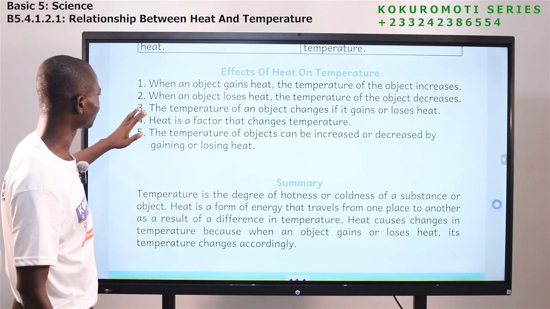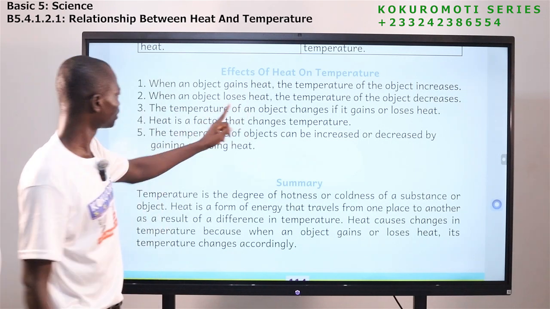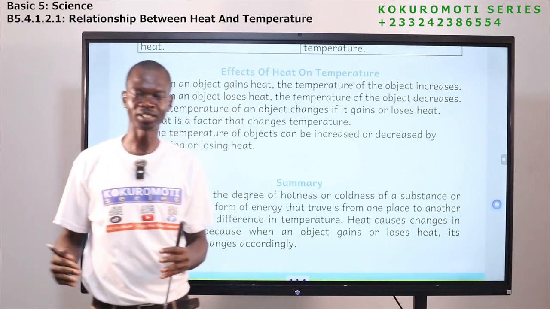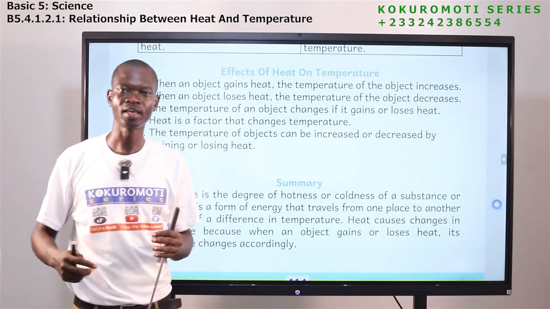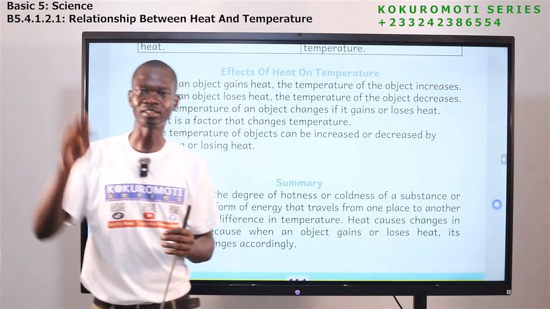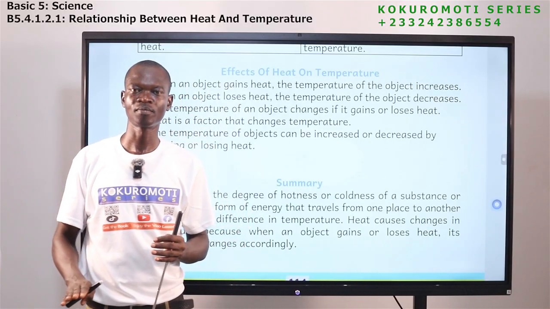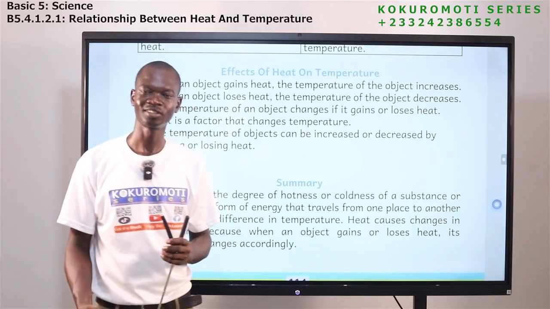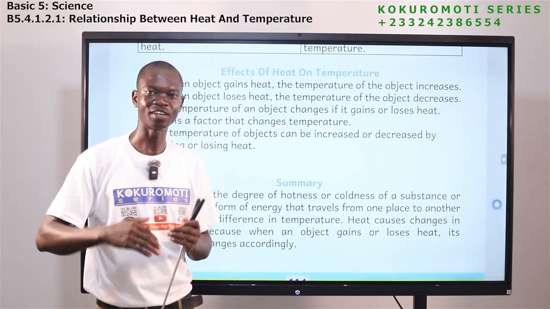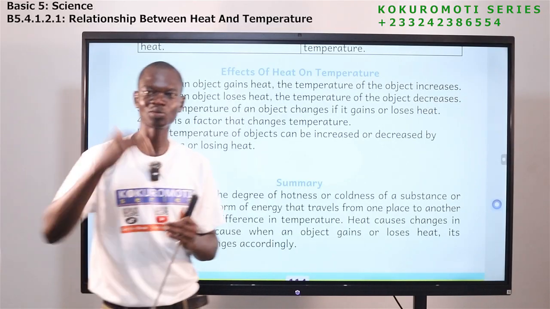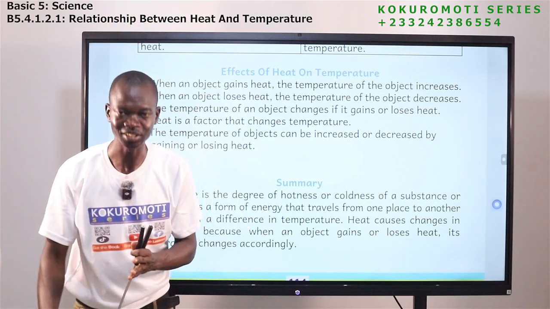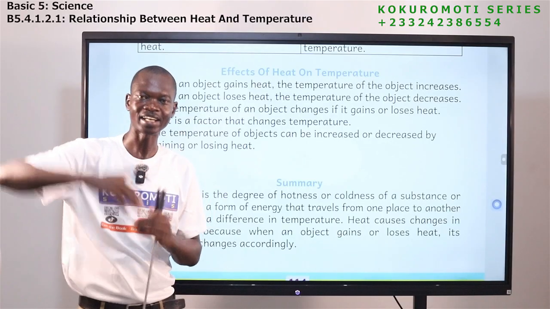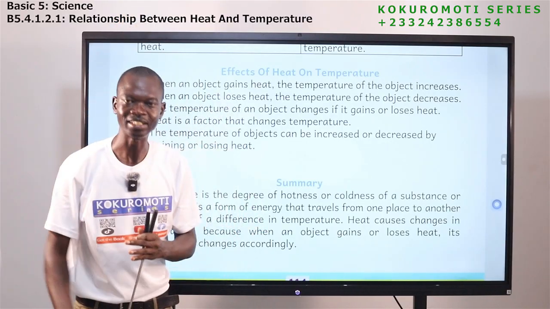Now the next one is that when an object loses heat, the temperature of the object decreases. So if you have hot objects, hot water, and later the hotness reduces, becomes cold, and you measure it, the temperature also what? Reduces. So if the heat increases, it also increases the temperature; if the heat reduces, it also reduces what? The temperature. So the higher the heat, the higher the temperature. The lower the heat, the lower the temperature.